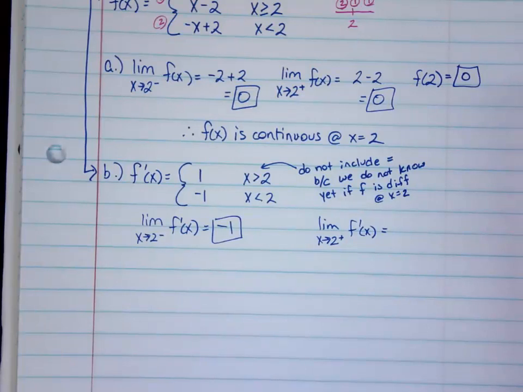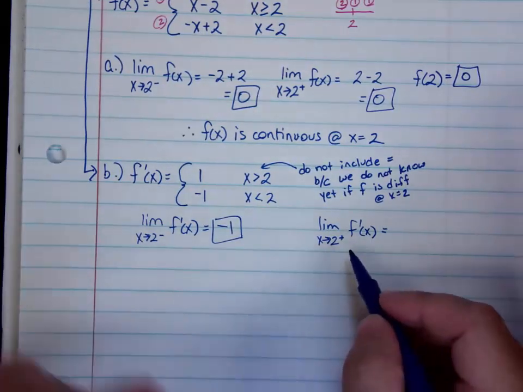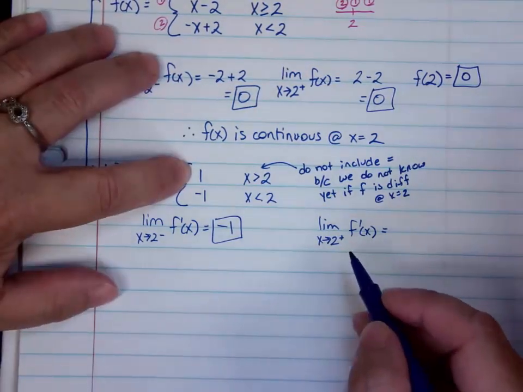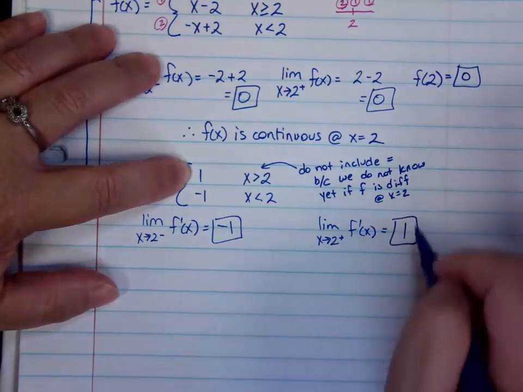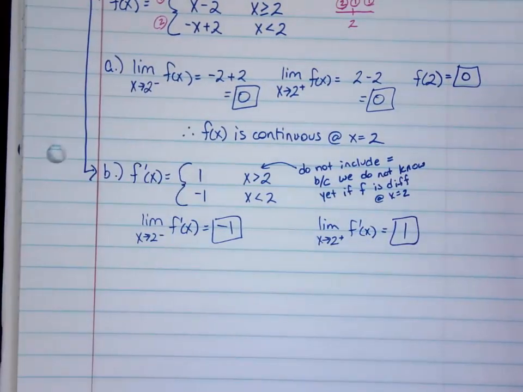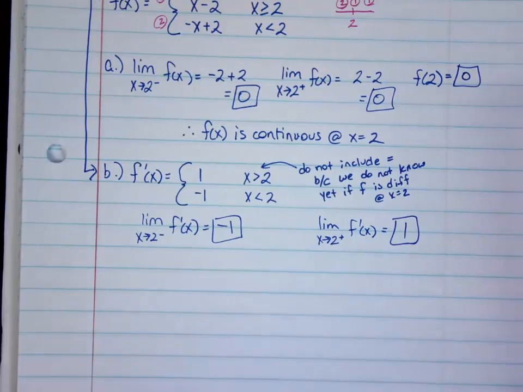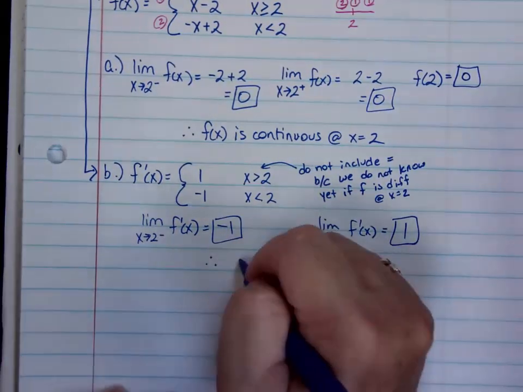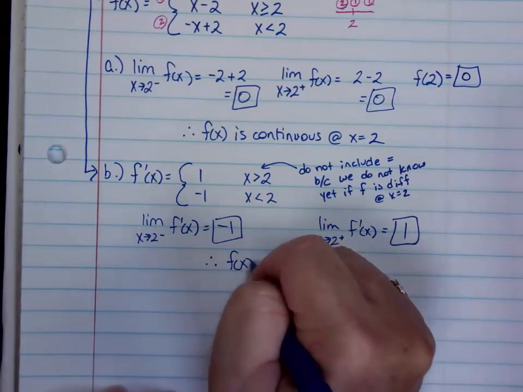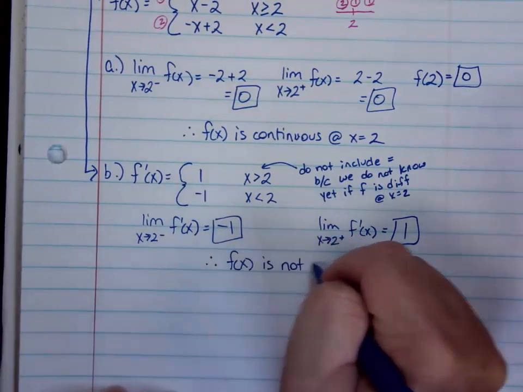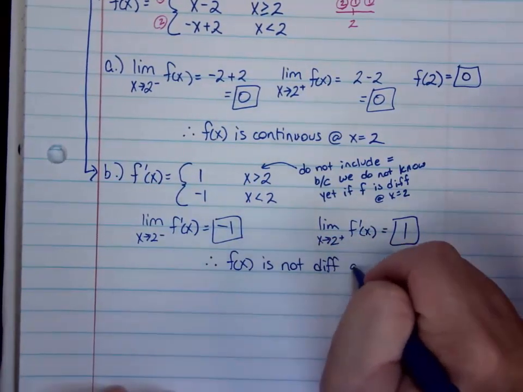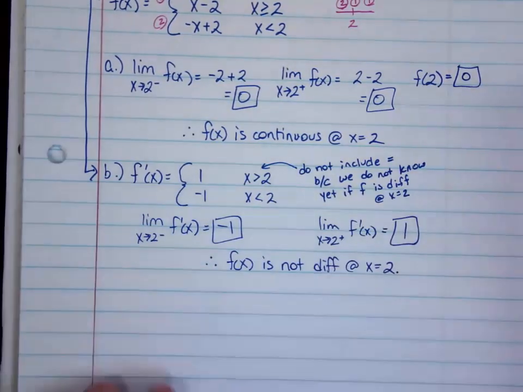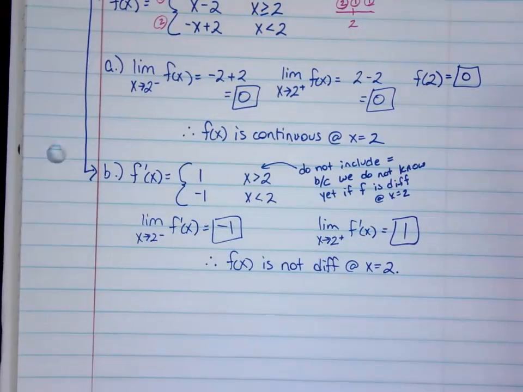Okay. What about 2 from the right? That's the other equation. What is its limit? Positive 1. So is this function differentiable at 2? No. Okay, so we just write, therefore, f of x is not differentiable at x equals 2, period. So we proved that it was continuous, but it's not differentiable.